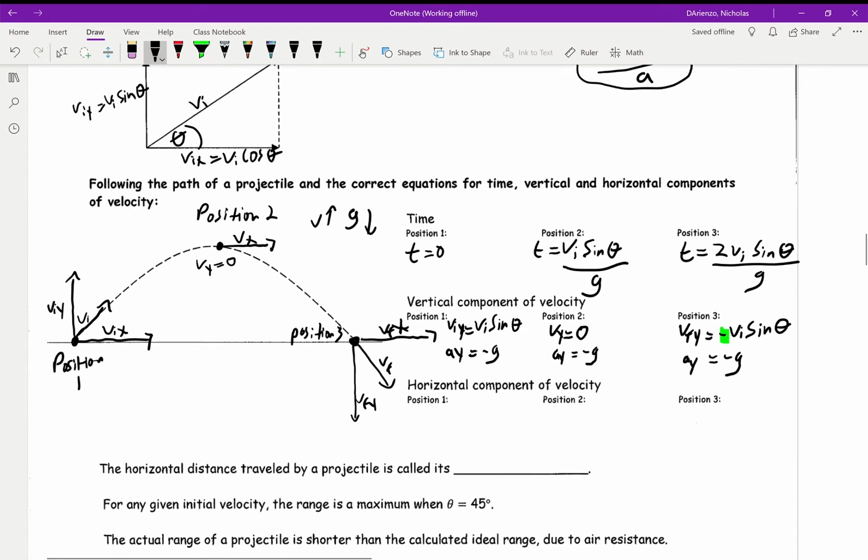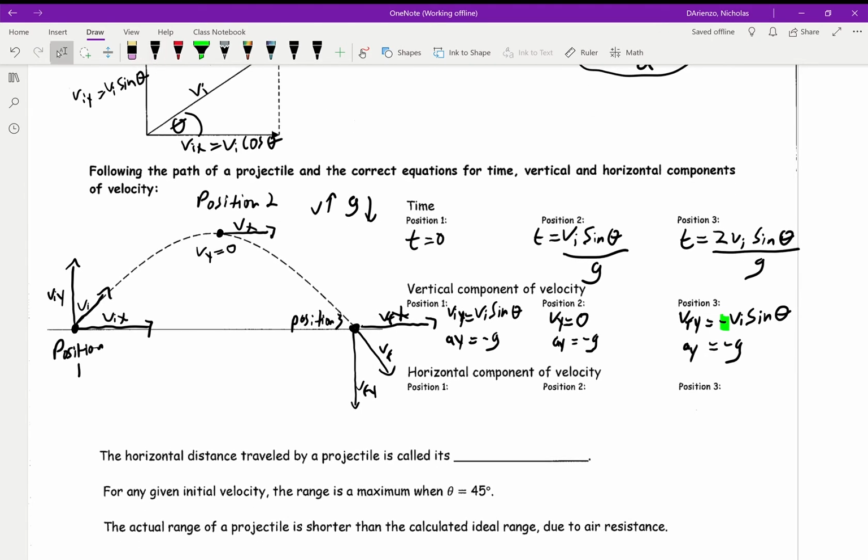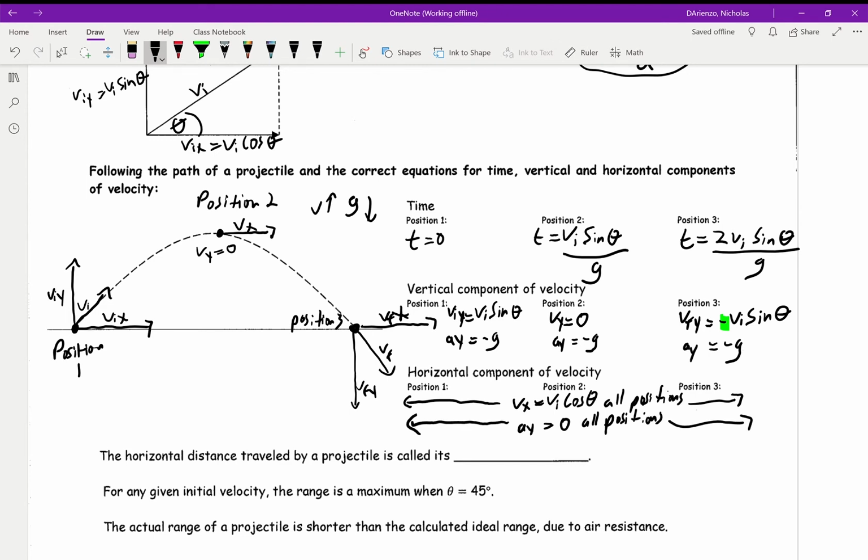Now we look at the horizontal component of velocity. At position 1, position 2, position 3, our velocity in the x direction doesn't change. So at all positions 1 through 3, our velocity is going to be the horizontal component of our initial velocity, or vi cosine theta. And the acceleration in the x is going to be 0, because that's the scope of this course. That's all we deal with in all positions. No acceleration ever that we deal with in the x direction.